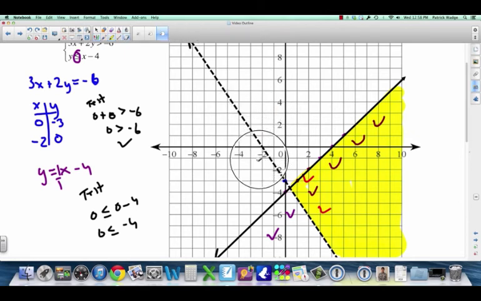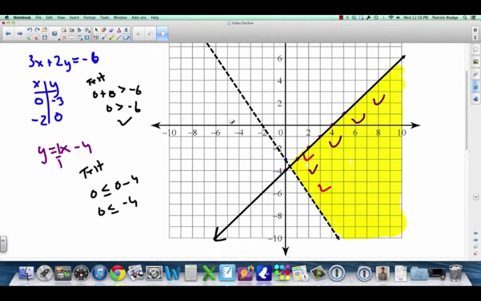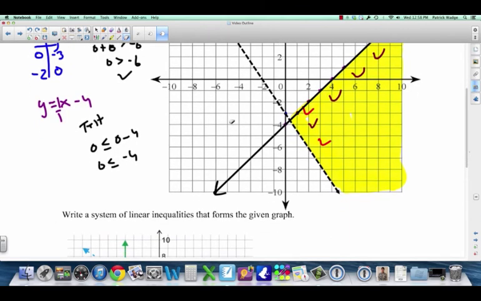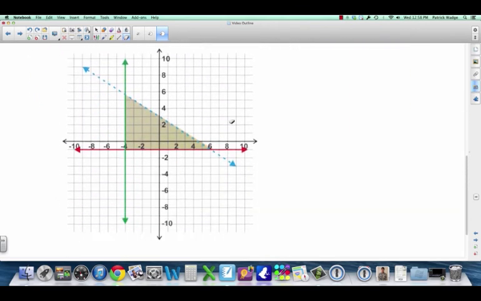Sometimes people do shading and then erase the wrong shading later. Sometimes people double shade with a different color. You could try this check mark technique. I'm not really a fan of it. I don't know why I did that. Okay, that's a system of linear inequalities.